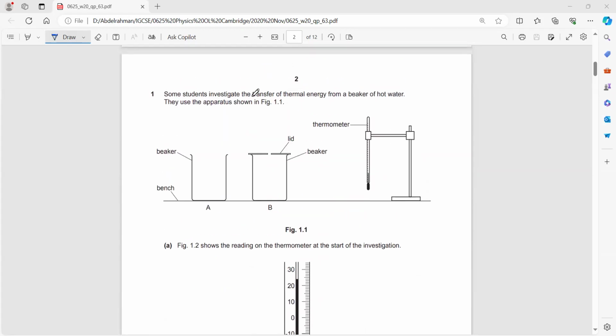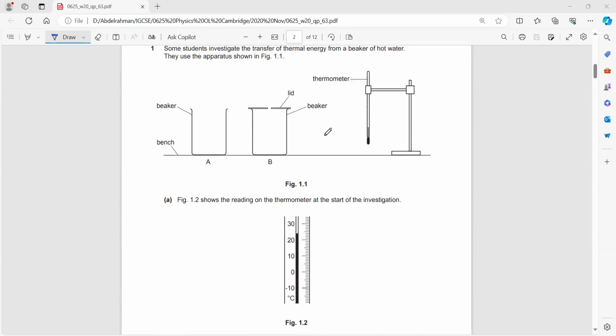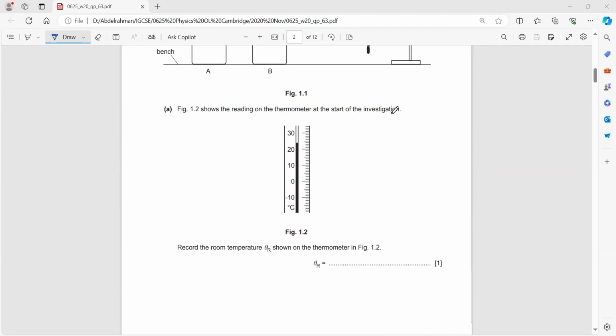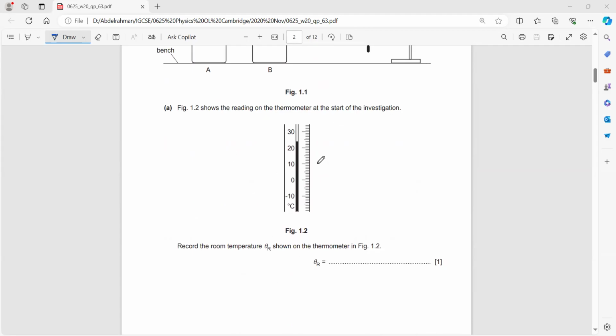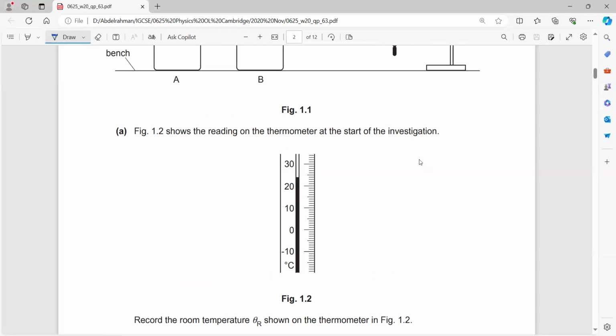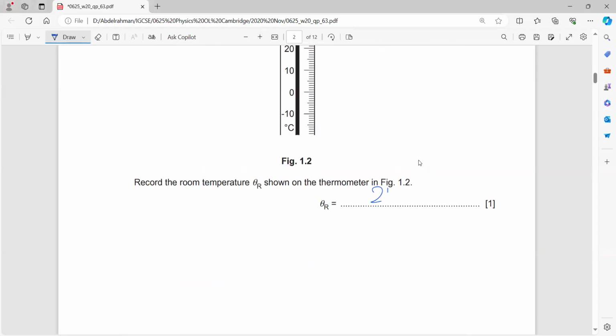Some students investigate the transfer of thermal energy from a beaker of hot water, and they have some apparatus, beaker A and beaker B. Beaker A is without a lid, beaker B is with a lid. And we have a thermometer. This is the room temperature. What is the room temperature? 24 degrees Celsius.